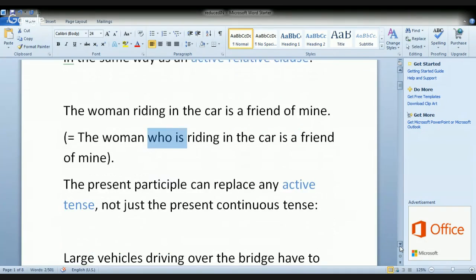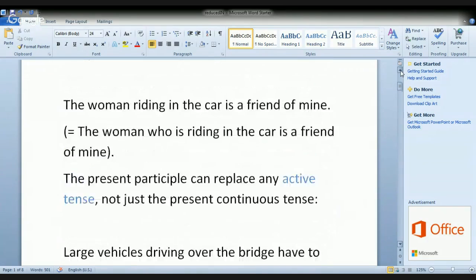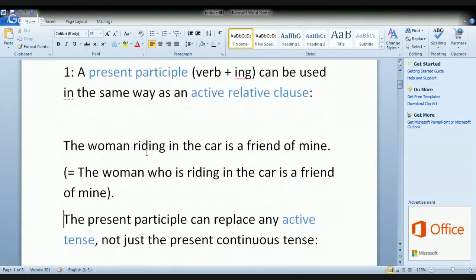Okay, and so I just get rid of that. In this next part, it says the present participle can replace any active tense, not just the present continuous tense. Okay? Because present participle, we see it's the verb with ing, which normally means it's in a continuous tense. There's present continuous or past continuous. And the only difference there is that the verb to be changes. Okay, so for example, is writing is in the present continuous because the verb to be is in the present tense.